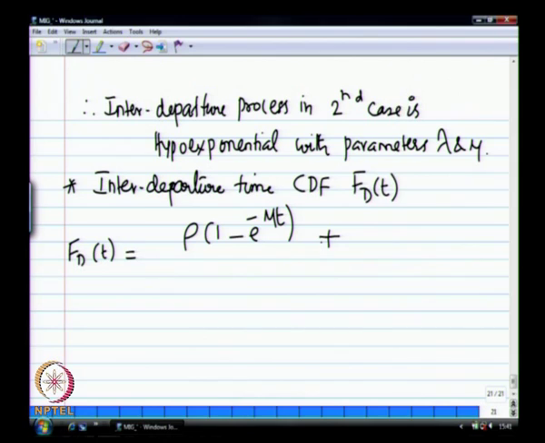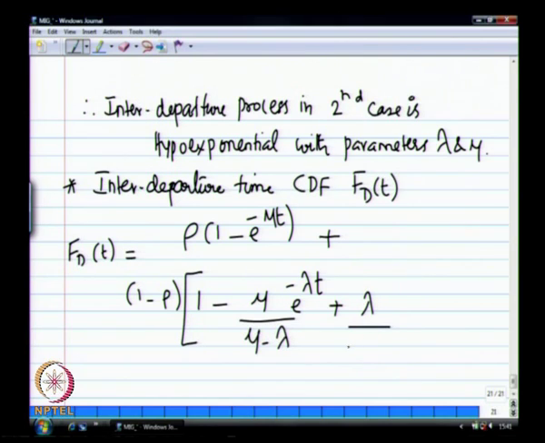Then the second part is 1 minus mu into, and this we will have to go back and refer to. So 1 minus lambda 2 by lambda 1 plus lambda 2 e power minus lambda 1 t and so on. We can go back and refer to that. So that is 1 minus mu lambda 2 e power minus lambda t plus lambda by mu minus lambda e power minus mu t. This is the FD of t, the CDF of the hypo exponential.